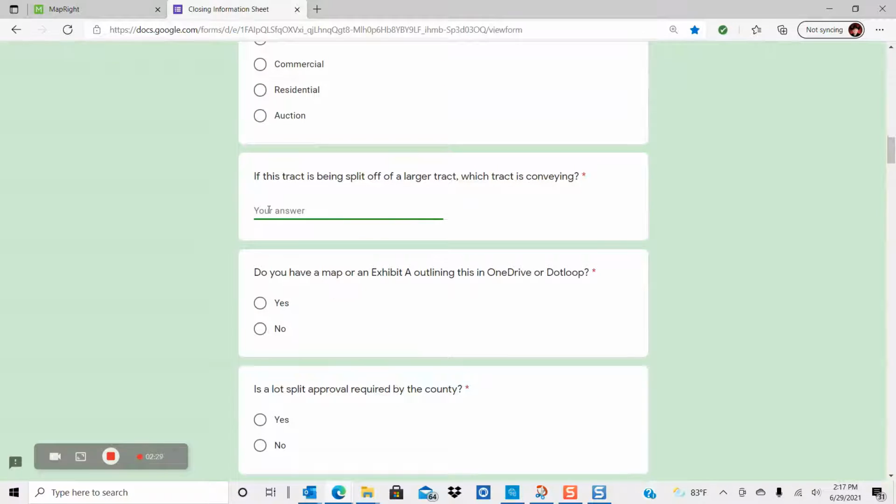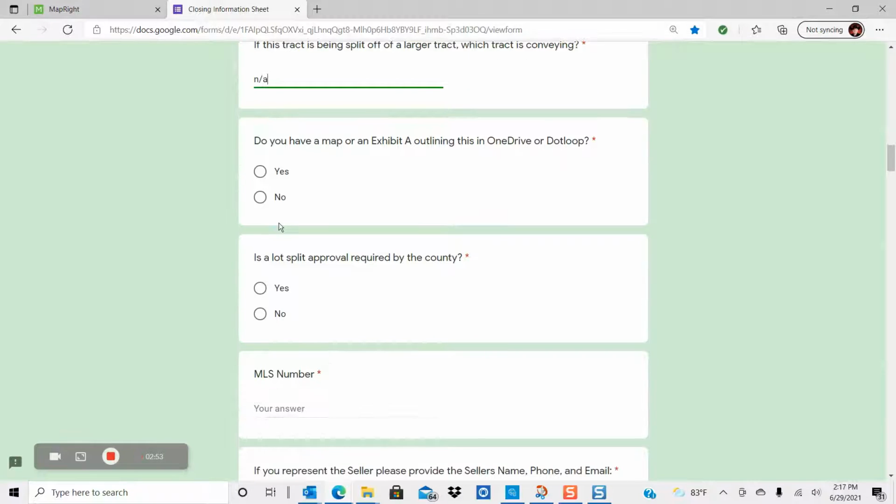Is the tract being split off of a larger tract? If so, which tract is conveying? This would be off of a multi-tract listing. Say there were 6 tracts available on this particular listing, then you would say this was tract 5 or tract 2, whichever tract it is that's conveying off of a larger group of tracts. That is what you're going to put right there. If you don't have that, then you're just going to put NA.